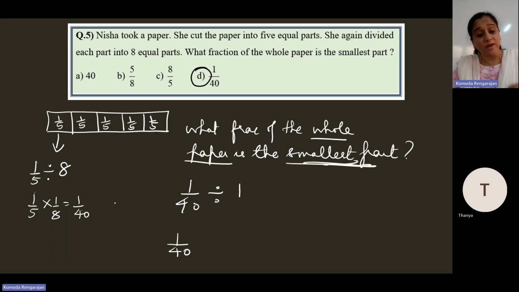Now, supposing this 1 by 40, you are further dividing it into 10 equal pieces. If you're further dividing this 1 by 40 into 10 equal pieces, then it is 1 by 40 divided by 10. So that means 1 by 40 into 1 by 10.